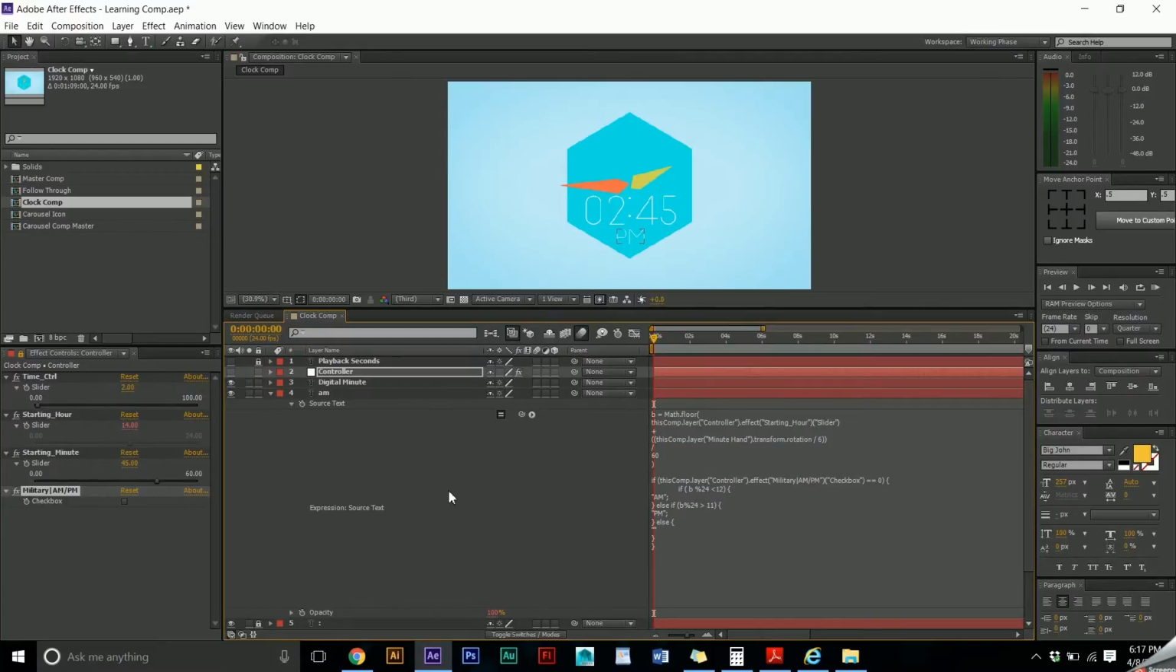And so if unchecked, then mod less than 12 is AM, and greater than 11 is PM. This could actually be greater than or equal to 12, which would probably be a better option here. But since I'm working in only rounded numbers, I didn't see any problem with putting greater than 11, so I just put PM instead.